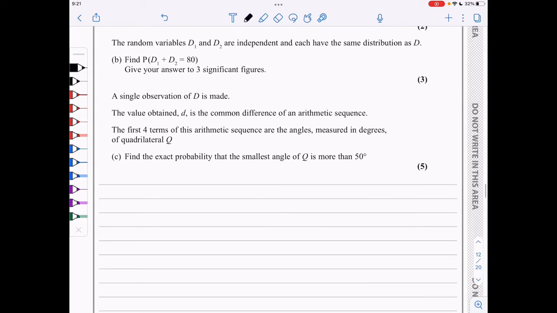So in part A, we've got K over 10 plus K over 20 plus K over 30 plus K over 40 plus K over 50 equals 1. So I get 137 K over 600 equals 1, which means that K is 600 over 137 as required.